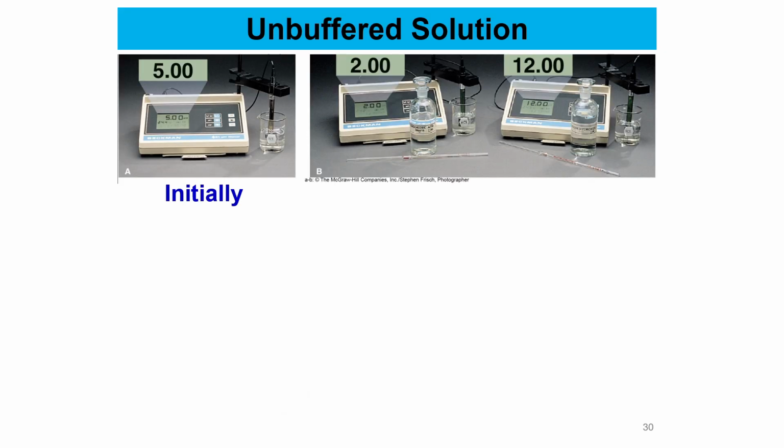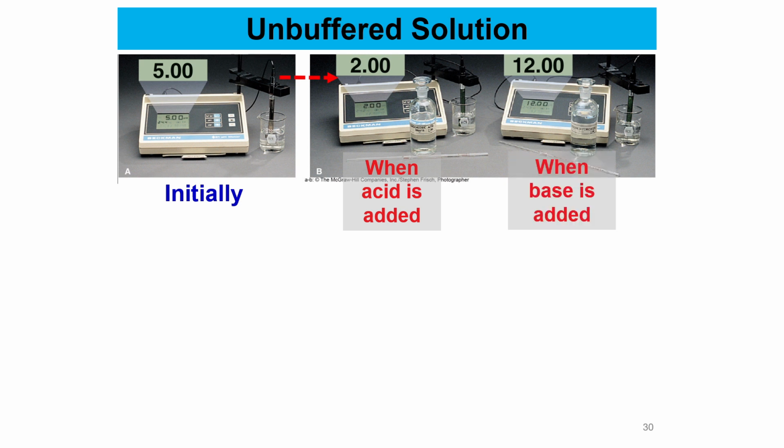Okay, unbuffered solution. Okay, unbuffered solution initially, okay, 5 pH. And then bila kita masukkan okay, sedikit asid, dia akan turun kepada 2. And then kalau kita masukkan base, dia akan naik pergi 12. Sebab apa? Sebab dia tiada buffer effect.